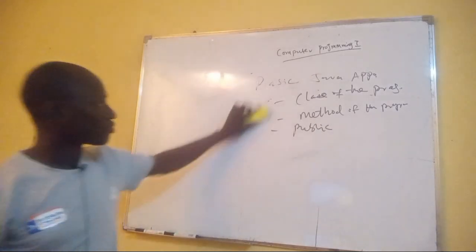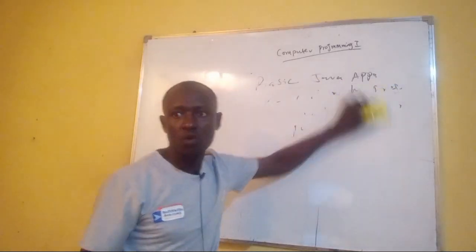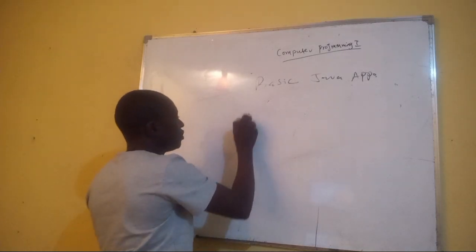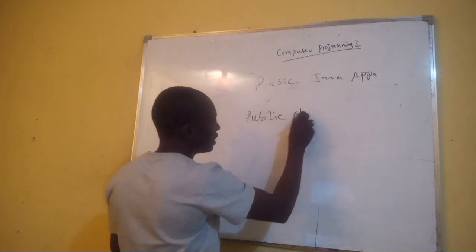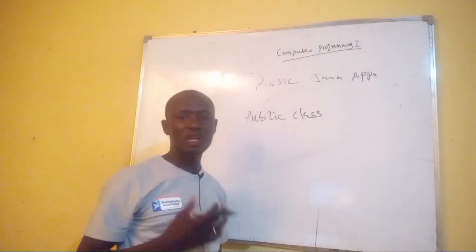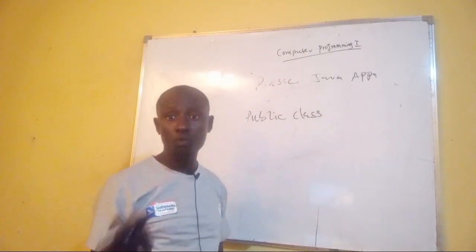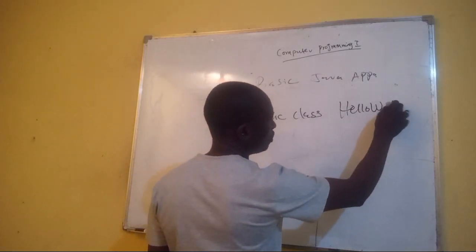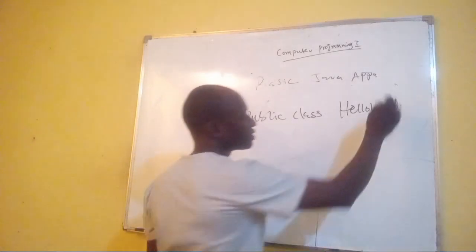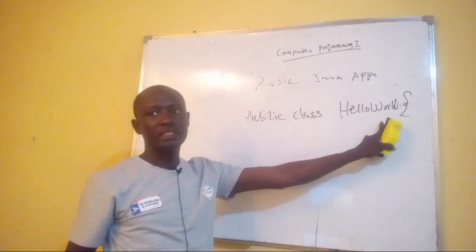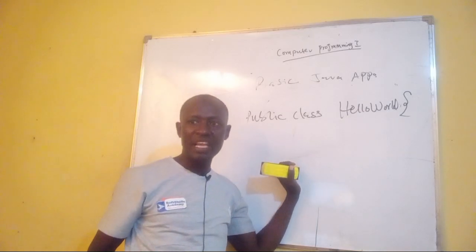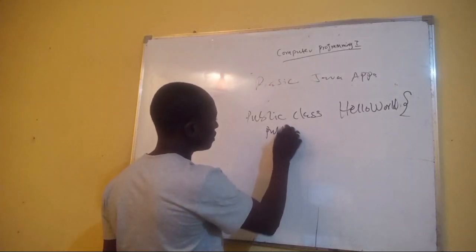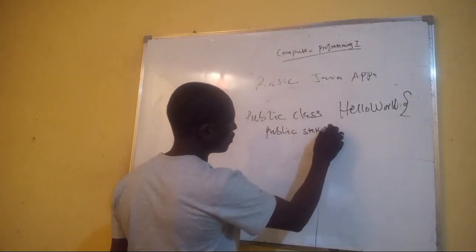Are we together? So, we are going to get this very code. We have public class. So, what is the name of the program that we want to write? We want to write hello world. So, we can decide to write hello world as our class. So we open this curly bracket, then we go back and now declare our main method using a public static void.